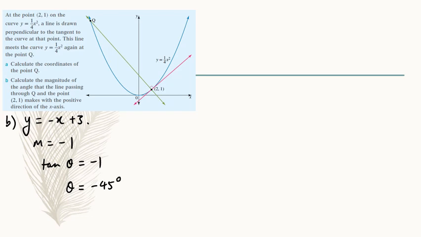However, if you have a look, this says makes with the positive x direction. So we want this part. Now, if you have a look, there's our negative 45 degrees. This makes 180 degrees in total, like so. So what that means is, in order for us to find the angle, we will do 180 degrees minus 45 degrees, giving us 135 degrees. So that will be the angle that it makes.